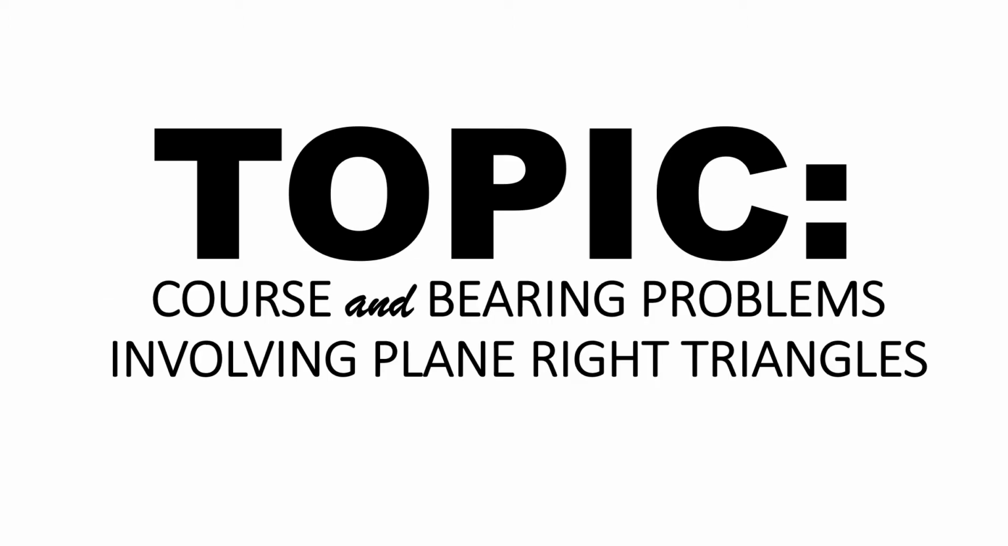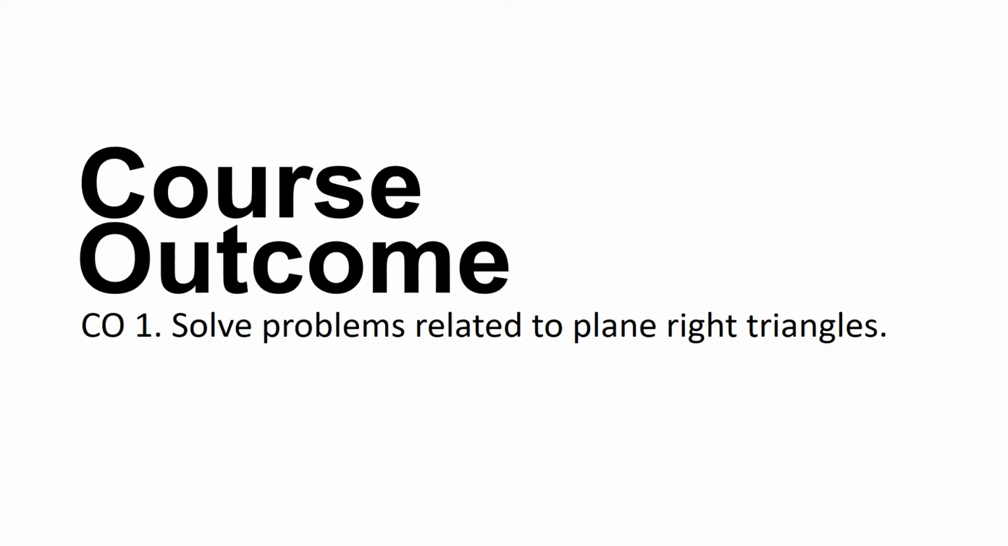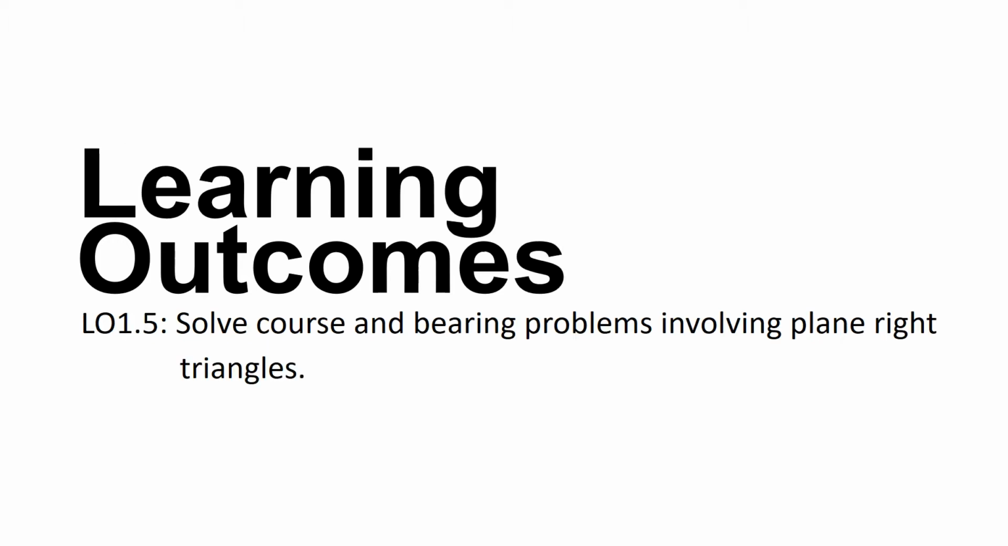Our topic for this week is course and bearing problems involving plane right triangles. The course outcome for this week is still CO1, solve problems related to plane right triangles. And the learning outcome for this week is LO 1.5: Solve course and bearing problems involving plane right triangles.